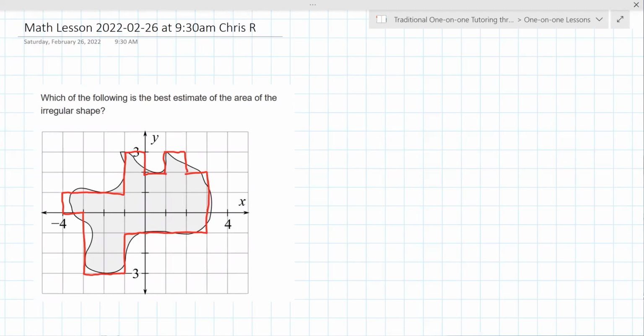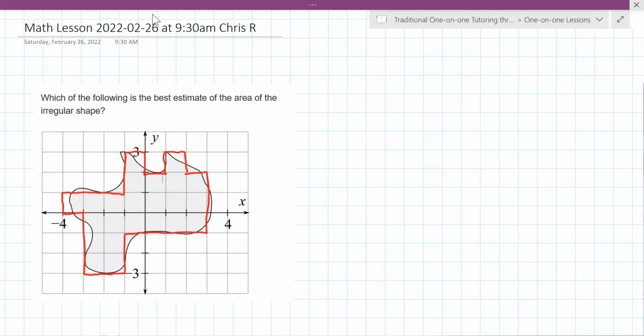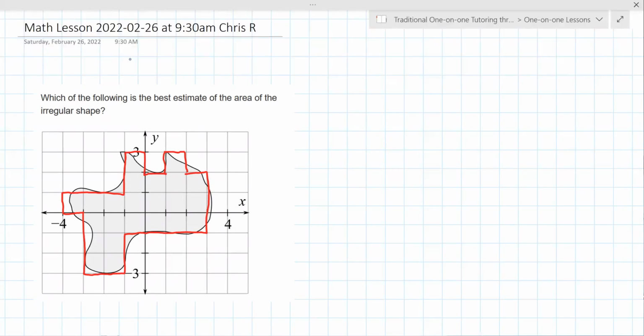Okay, so now it's just a matter of counting these squares. I don't necessarily like this problem because there are some half areas to consider, but let's see if we can section off some nice regions. So this one for sure, and this one for sure. So what does that give us? That gives us 4 times 2 plus 3 times 4. So we're at 8 plus 12, 20.